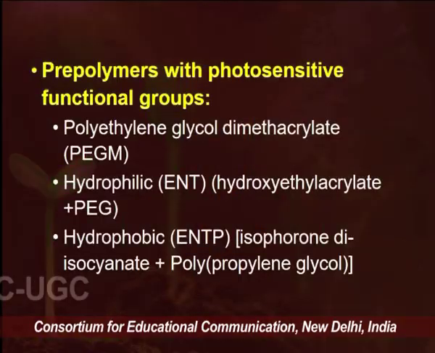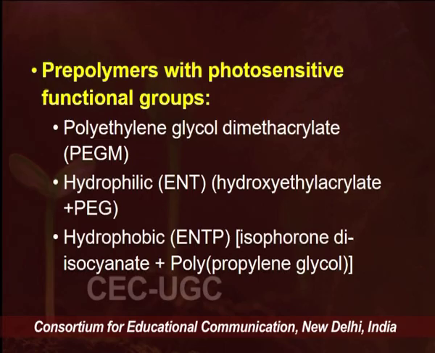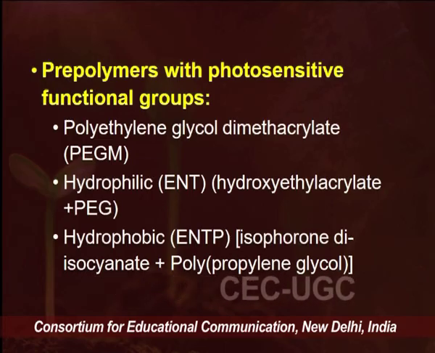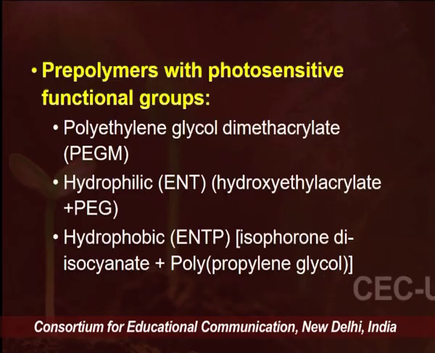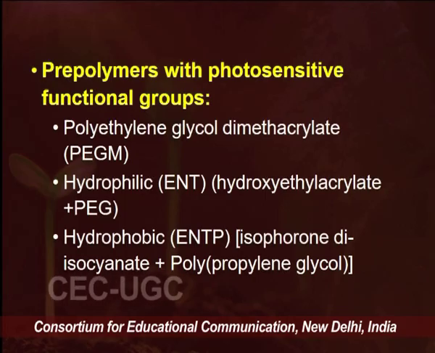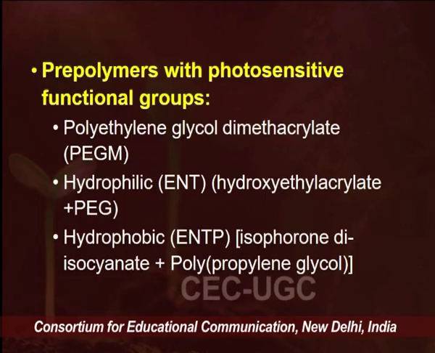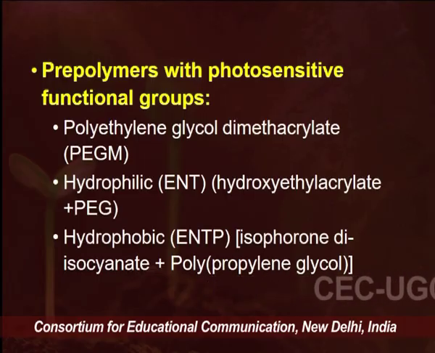Now there are certain pre-polymers with photosensitive groups that are available in the market, and these are polyethylene glycol dimethacrylate, PEGM, hydrophilic ENT, hydroxyethyl acrylate along with PEG. Then we have a hydrophobic ENTP, which is nothing but isophorone diisocyanate along with polypropylene glycol. So these are some of the photosensitive pre-polymers that are used for the immobilization of the cells.